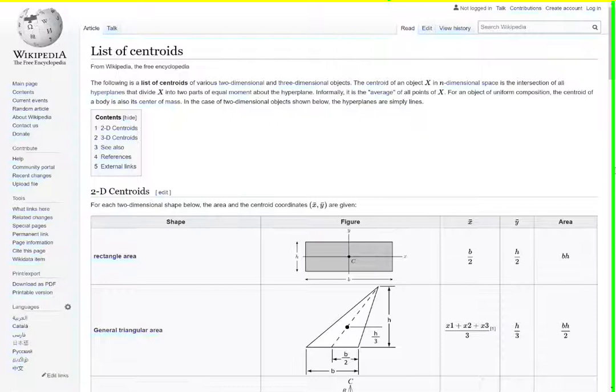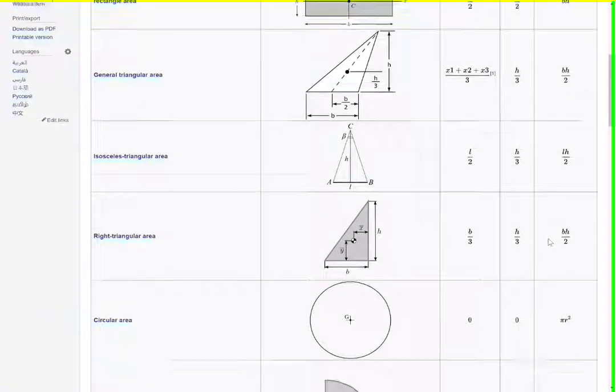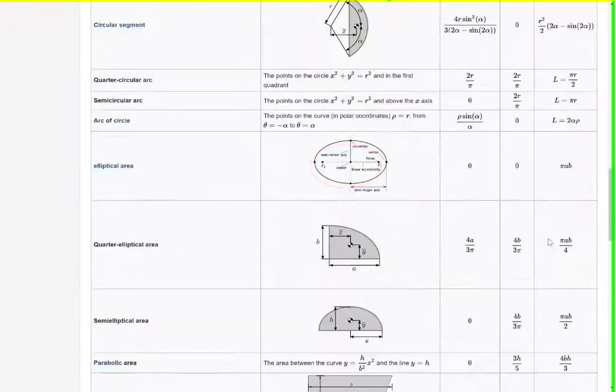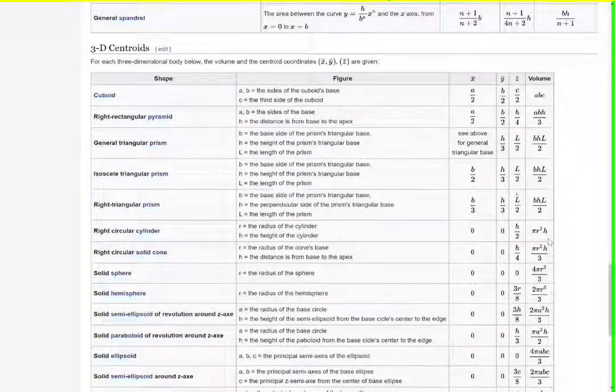If we follow this link, we see for common shapes that we have our x bar location, our y bar location, and the area. We note for a rectangular area that we find our x bar to be our base per 2, our y bar to be our height per 2, and our area is b h. You can continue looking at the page for other general shapes in 2D and 3D.